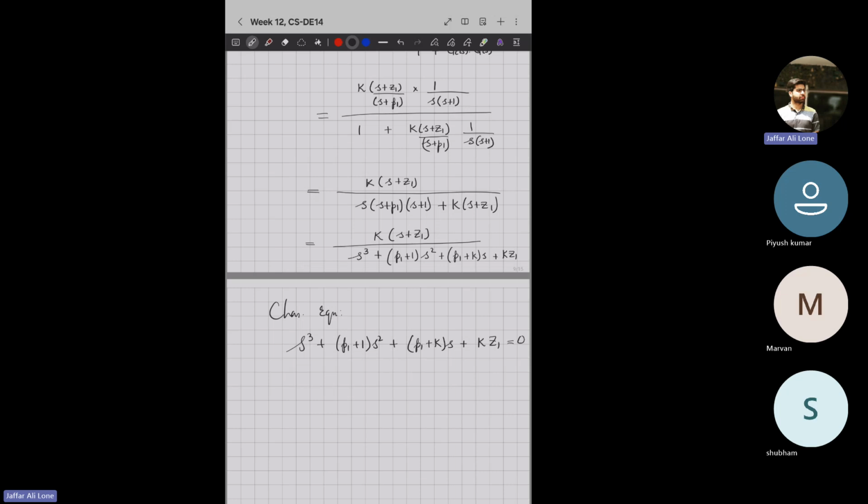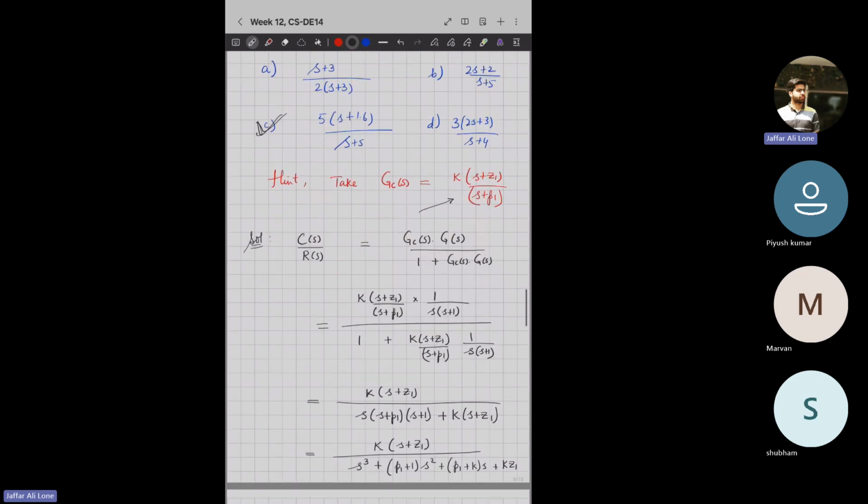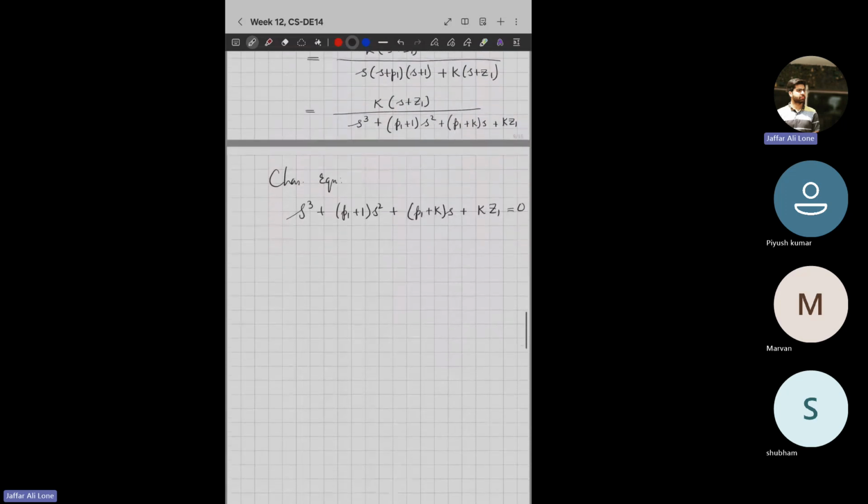Now from the data, great. Somebody got the answer. What's the answer? Marwan found it. P1 is 5. K is 5. And z1 is 8 by 5, 1.6. So option C is correct. Very well done, Marwan. But let me complete it for others.